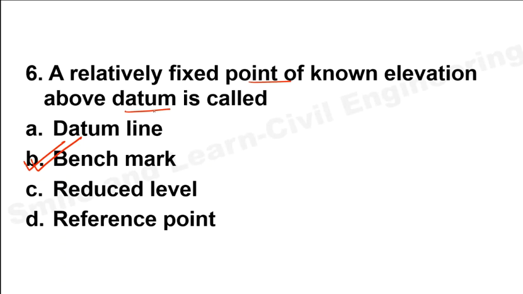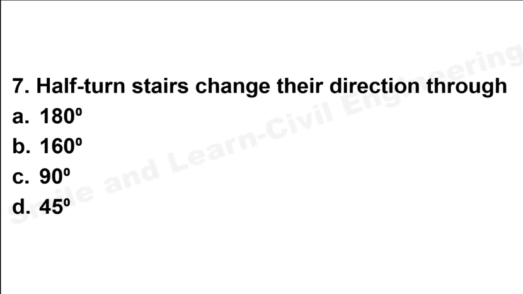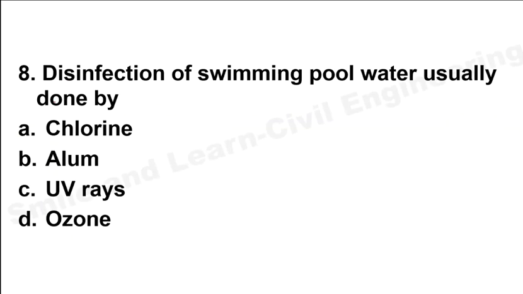We all know that each and every place has some certain benchmarks. Benchmarks are of four types: permanent, temporary, arbitrary. All these are from the leveling part. Next question. Half turn stairs change their direction through, correct answer is option A, 180 degree. Next question. Disinfection of swimming pool water. This is one of the questions available in one of the leading MCQ books. UV ray treatment is given for the disinfection of swimming pool water.